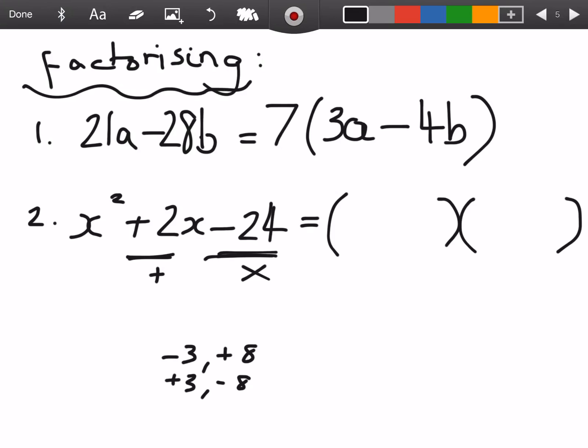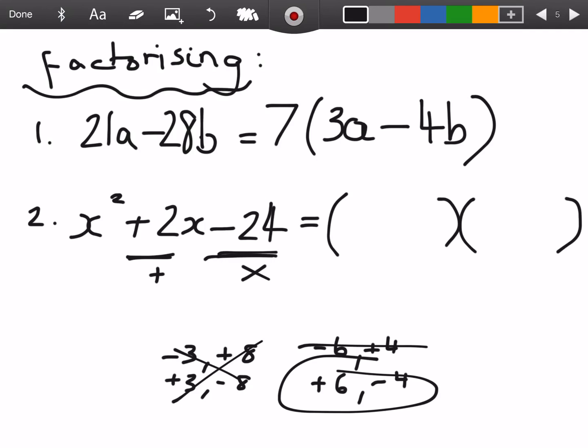No, none of them. 6 4s are 24. Negative 6 times positive 4. Remember, one of them will have to be negative and one of them will have to be positive to result in a negative 24 when we multiply. Right, any of those ones, are they going to add up to a positive 2? Well, the top one, negative 6 plus 4, is a negative 2, so it's got the 2, but it's a negative, so it's not that. Positive 6 add negative 4 is positive 2. That's the one that we need.